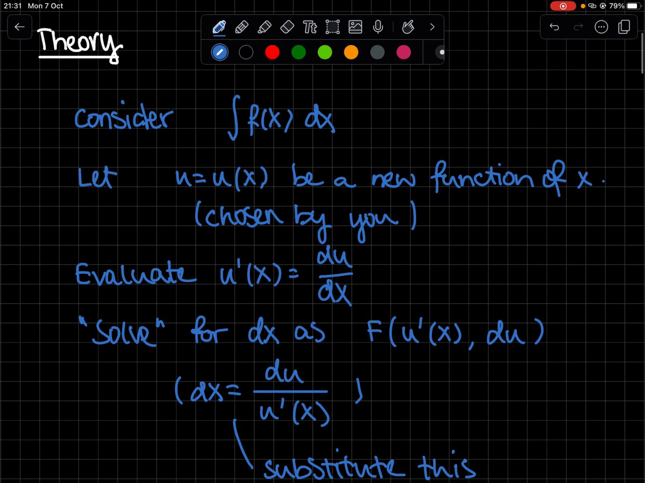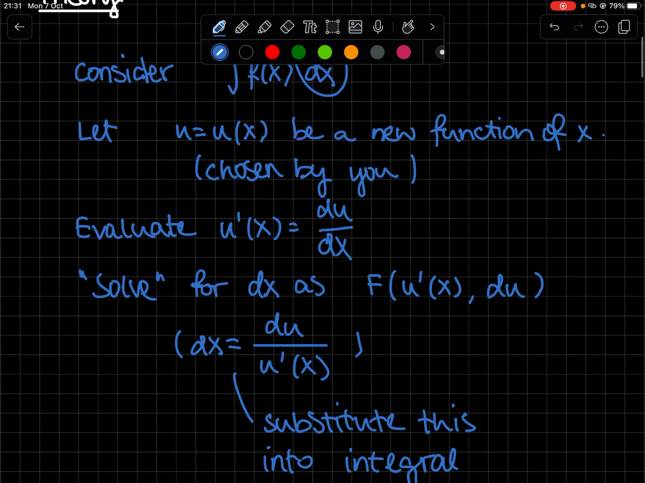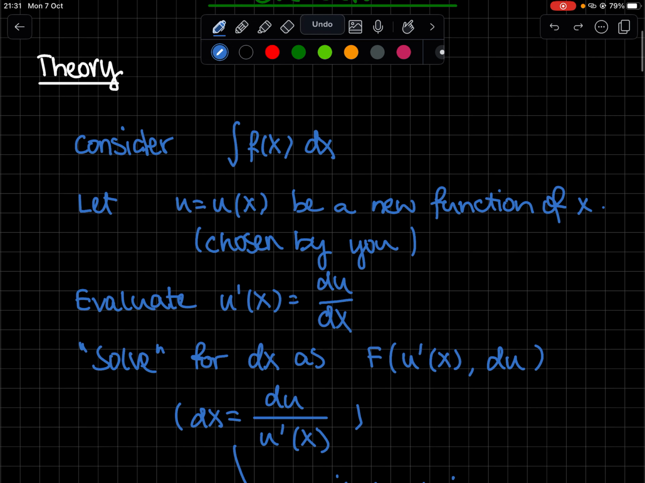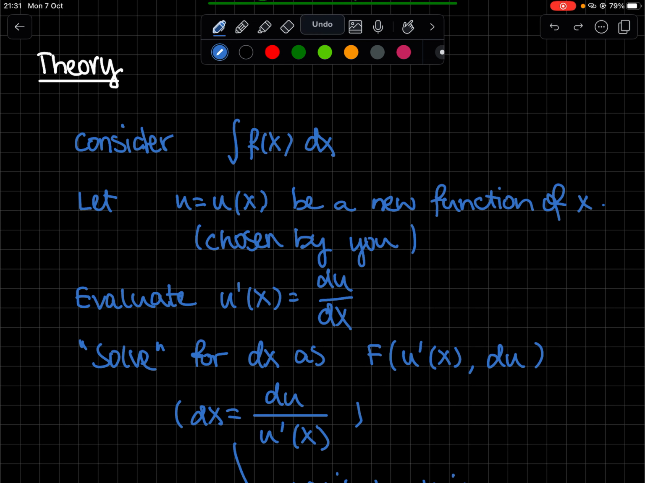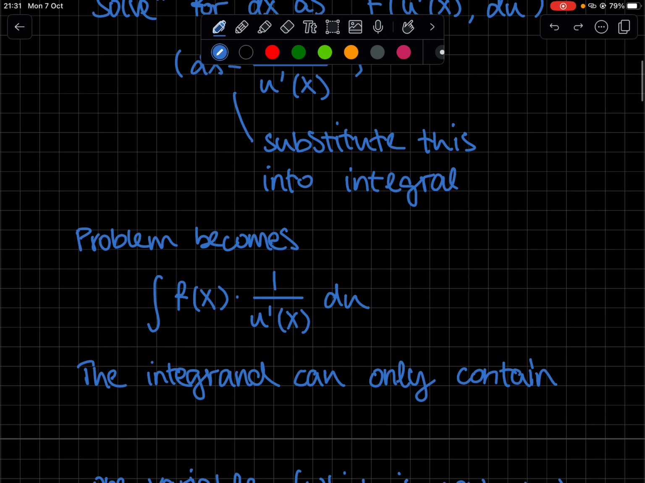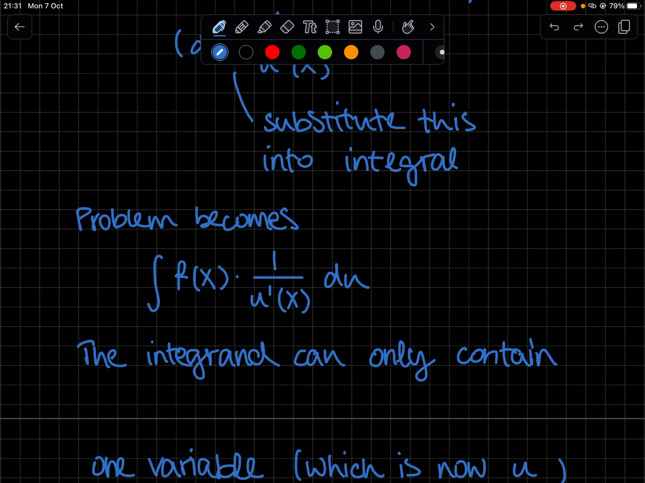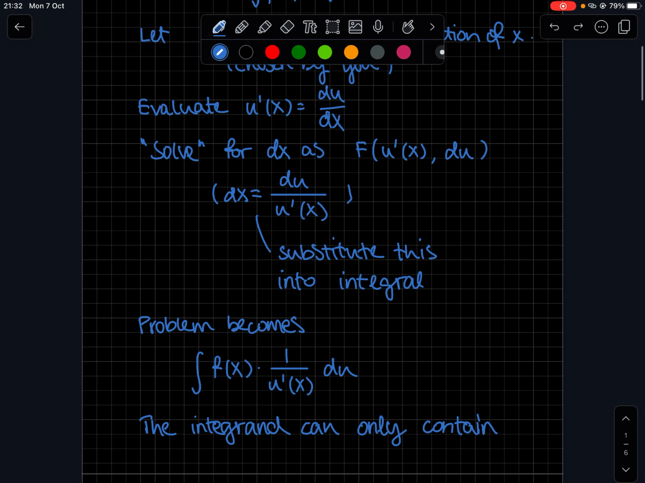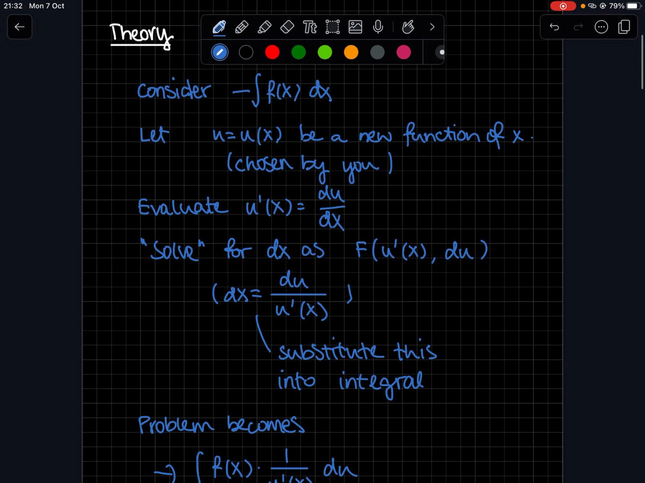And then remember, our original integral has a dx in it. So what we're going to do is replace this dx in our starting problem by this expression, du over u dashed of x, since they're equal. Okay, so substitute this into the original integral. Then the problem becomes the integral of f of x times 1 over u dashed of x du. So this is the same as this. We've just rewritten dx in this form.